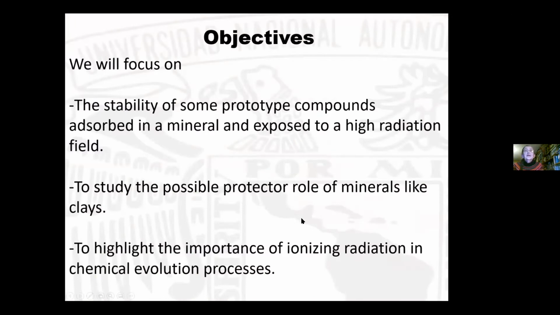So we will focus on the stability of some prototype compounds adsorbed in minerals and exposed to a high radiation field, to study the possible protective role of minerals like clays, and also to highlight the importance of ionizing radiation in chemical evolution processes.